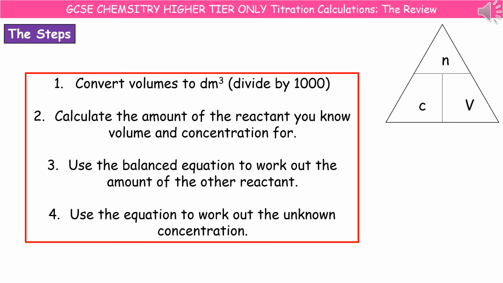We've got 4 key steps to doing our titration calculation. First one, convert the volumes to decimeters cubed by dividing by 1000 if they're given in centimeters cubed. Secondly, calculate the amount of the reactant you know the volume and concentration for just by doing your calculation of your concentration times the volume. Then use the balanced equation to work out the amount of the other reactant. So look at the ratios and multiply accordingly. And then we can use our equation to work out the unknown concentration because we will have the number of moles and the volume. So it's just your number of moles divided by volume.